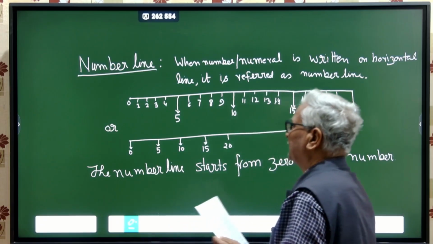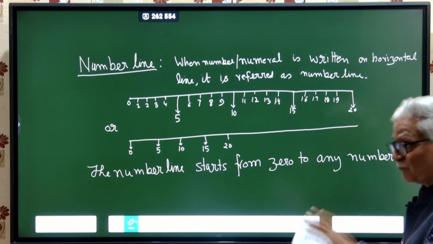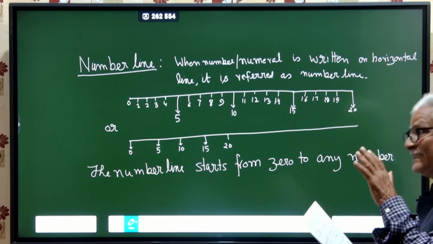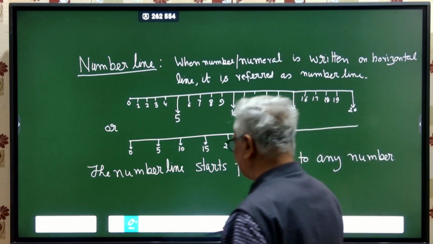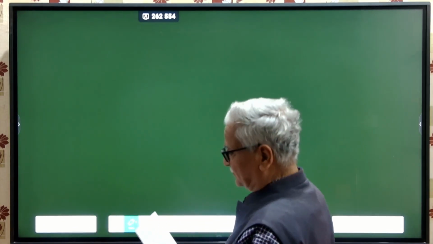Now, again I will tell you some points which are important for class 1 to tell on the number line, which is very, very important as far as a student is concerned. I will give you the example.